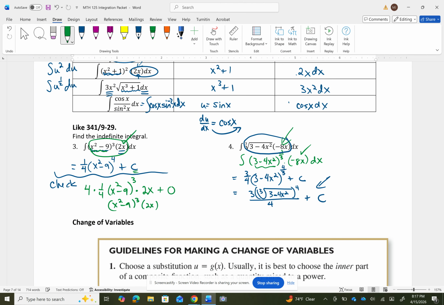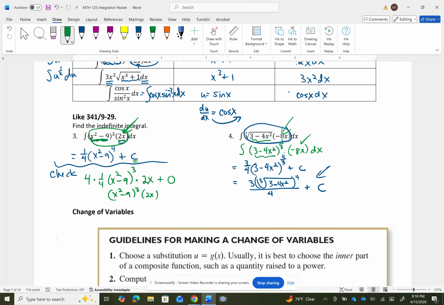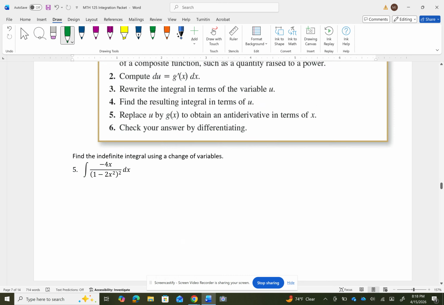I will caution you that pattern recognition works really well when you see, right here, that negative 8x is the derivative of the inside. Or right there, the 2x was the derivative of the inside function. Those are the ones where pattern recognition works great. I always have students that want to do the pattern recognition on the ones that aren't so clean cut, and it can sometimes cause a problem because they get their constants wrong. So if you're going to do pattern recognition for this, you really need to check your answers by taking the derivative.